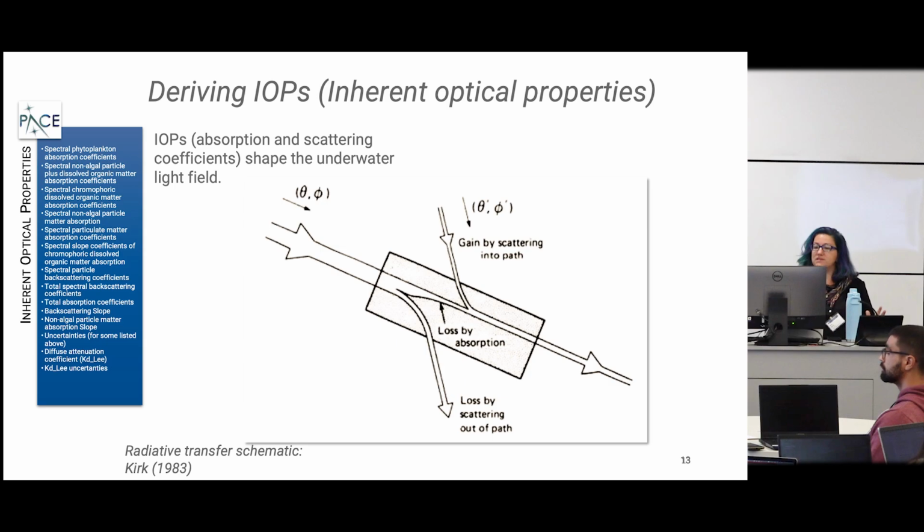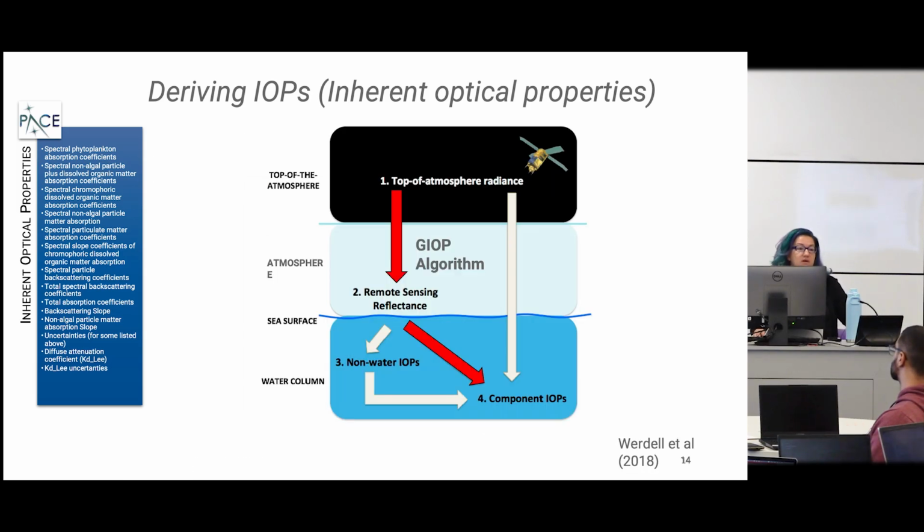How do we derive IOPs? There are many different ways. There's machine learning ways, there's empirical approaches, there's modeling approaches. Currently on launch, we're using something that's called GIOP, Generalized Inherent Optical Properties Algorithm. The author is over there, the gray dude. So just bug him about the details.